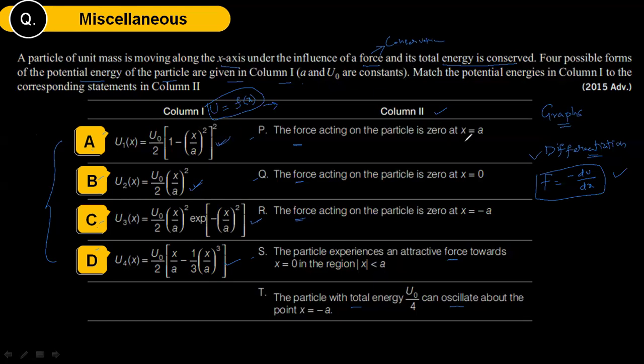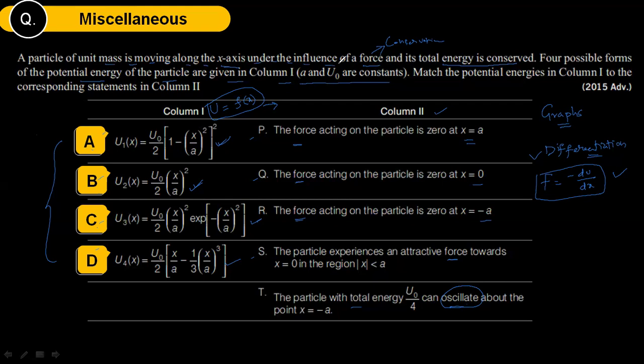After that, you can check what its value could be at x equal to a. Here a and the unit are constants, and x is equal to 0 and -a. So different cases can be determined once you calculate the force. But listen students, not only that, another word is appearing here: oscillate. That means we also need to check whether the particle is oscillating or not. Oscillation means to-and-fro motion, as everyone knows very well.